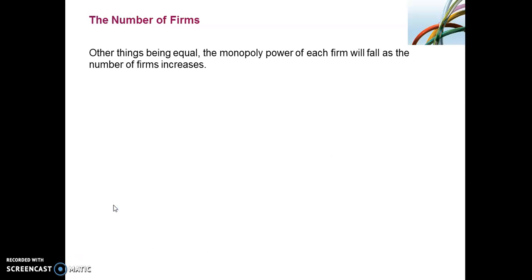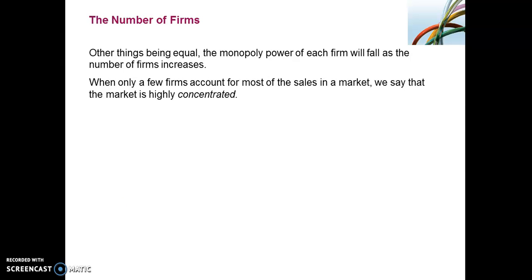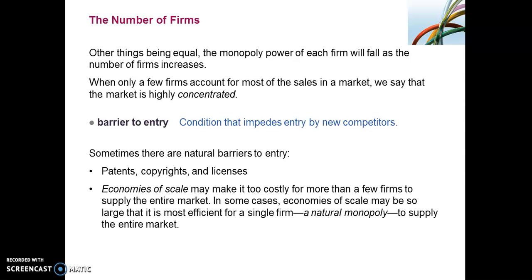The next factor deals with the number of firms. So, other things being equal, ceteris paribus, the monopoly power of each firm will fall as the number of firms increases. So, the more firms you have in a market, the lesser the extent of the monopoly power. However, when you only have a few firms accounting for most of the sales in a market, then we say the market is highly concentrated. So, yes, you could have a good number of firms, but let's say there are 3 or 4 firms that make up most of the sales in a particular market.